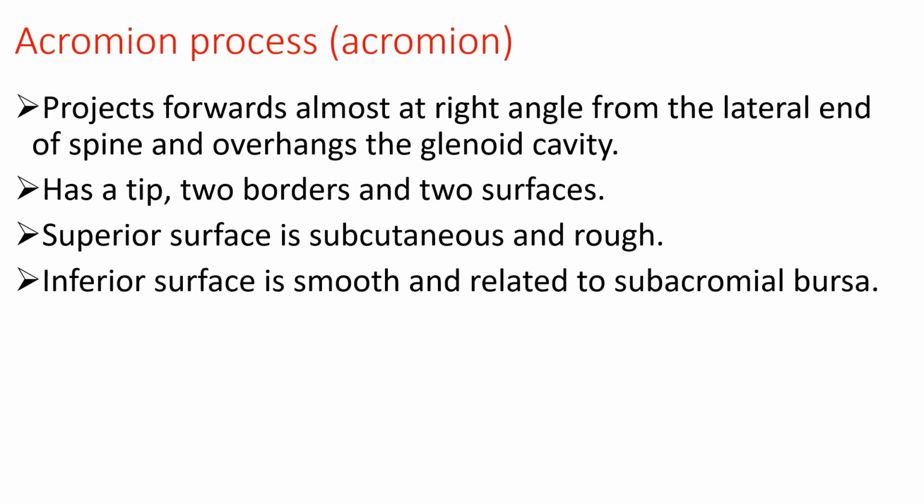Then the processes, we have another process, the acromion process or the acromion. This is a projection that projects forwards almost at a right angle from the lateral end of the spine and overhangs the glenoid cavity. It has a tip, two borders, and two surfaces.